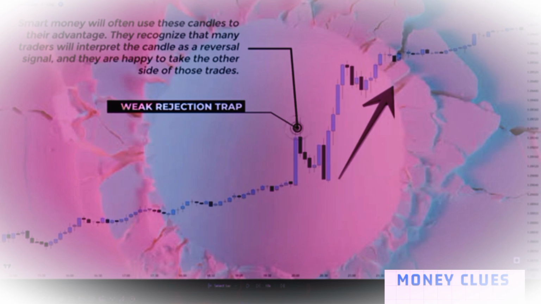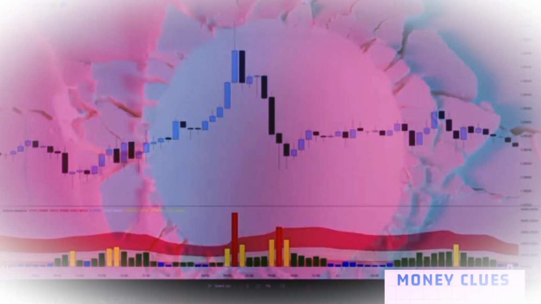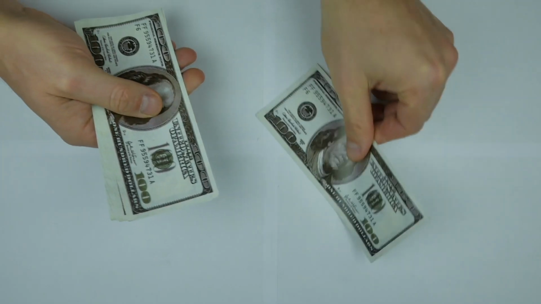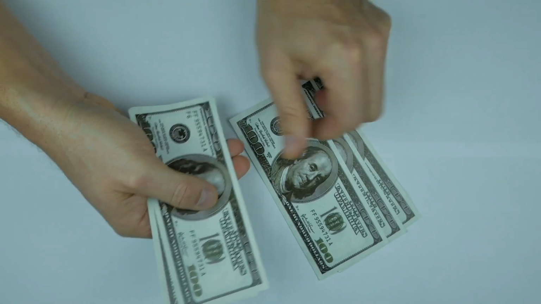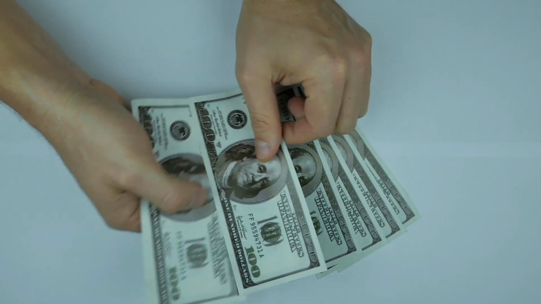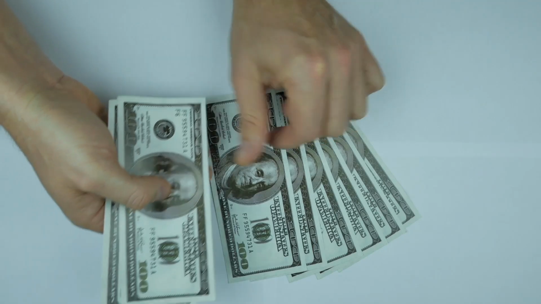To avoid falling into this trap, you need to think beyond individual candle formations. Look for additional signs of strength or weakness and always check the volume. There are specific volume spread analysis, VSA, patterns that can either confirm or refute your bias. Keep in mind that a candle that appears to indicate a reversal may simply be a distraction within the larger trend.